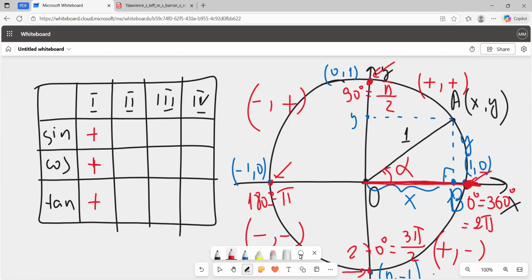In the second quadrant, by the same reason, sine is positive, cosine negative, tangent is negative. In third quadrant, both of them negative, but tangent positive sign. In the fourth quadrant, sine is negative, cosine positive, and tangent is negative sign.